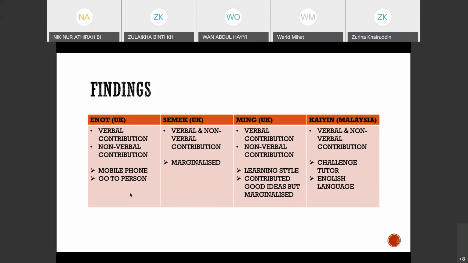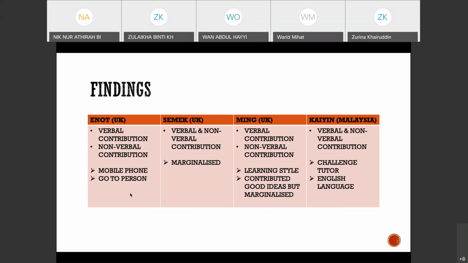And like I said earlier, Samak was marginalized. When she was sharing her experience, she also shared Ming's experience because she was in the same class. And she said, you know what, Ming contributed really good ideas, but he was marginalized. So this again shows that Ming was being attentive because he's the one who takes control of how he wants to experience life, how he wants to experience learning.